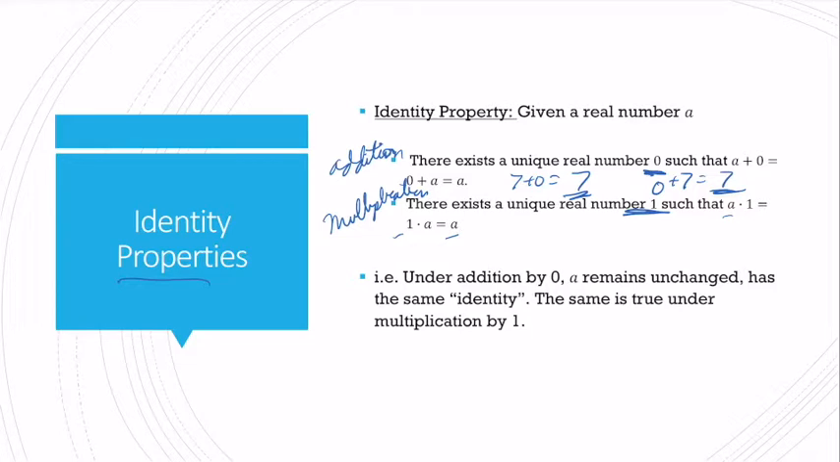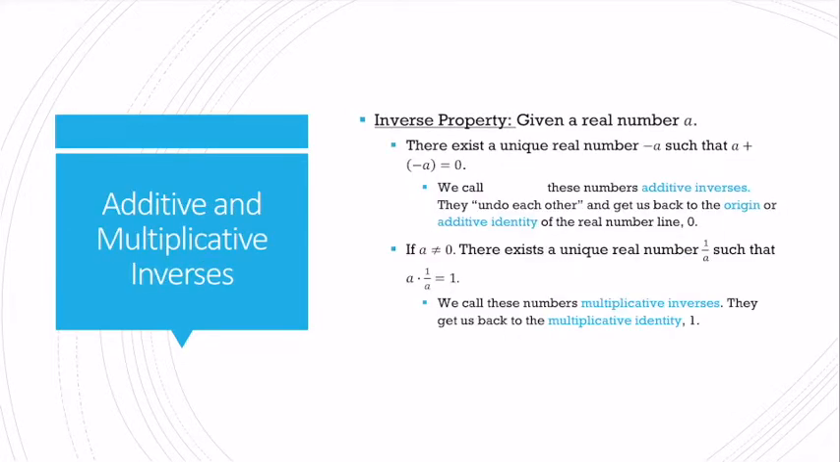And 1 is called the multiplicative identity because 1 times anything gives us back itself. Okay? That's why we call it the identity. When we're multiplying by 1 or we're adding 0, our number remains unchanged. There are also additive and multiplicative inverses. So additive inverse we talked about earlier, right? Additive inverses undo each other.